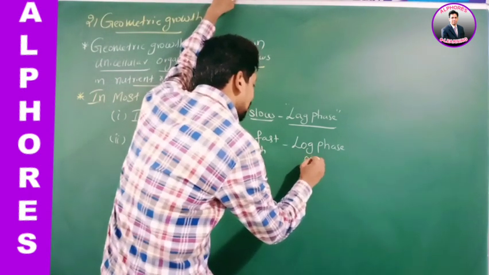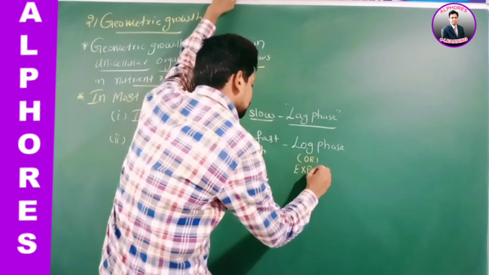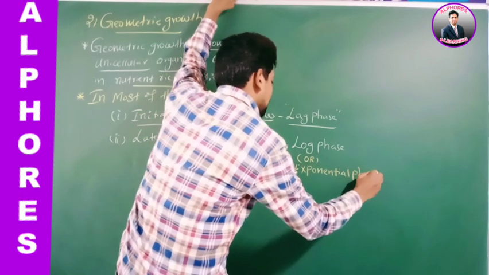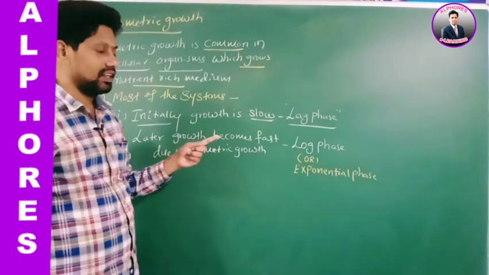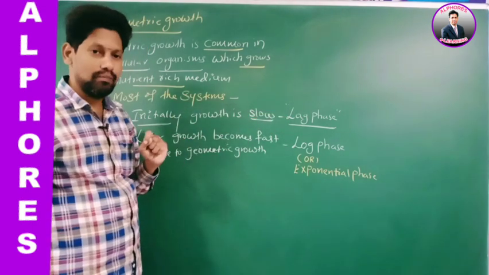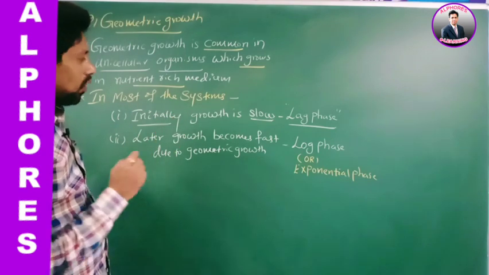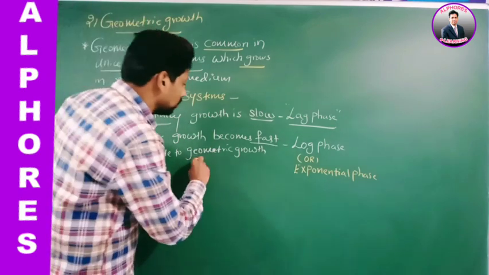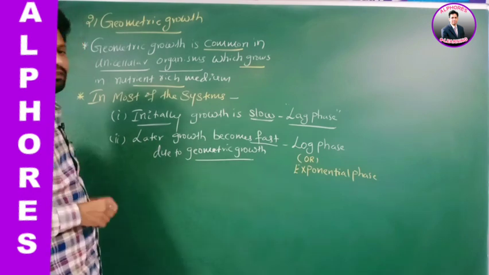It is also called exponential phase. Logarithmic phase or exponential phase. Is this statement okay? In a lag phase, growth is slow. Whereas in log phase, logarithmic phase, exponential phase, growth is fast. Why is growth fast here? Due to geometric growth. Now, what is the meaning of geometric growth?